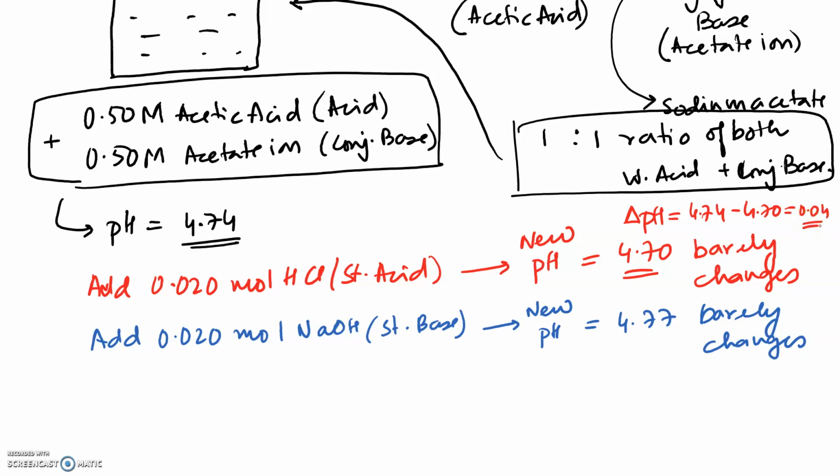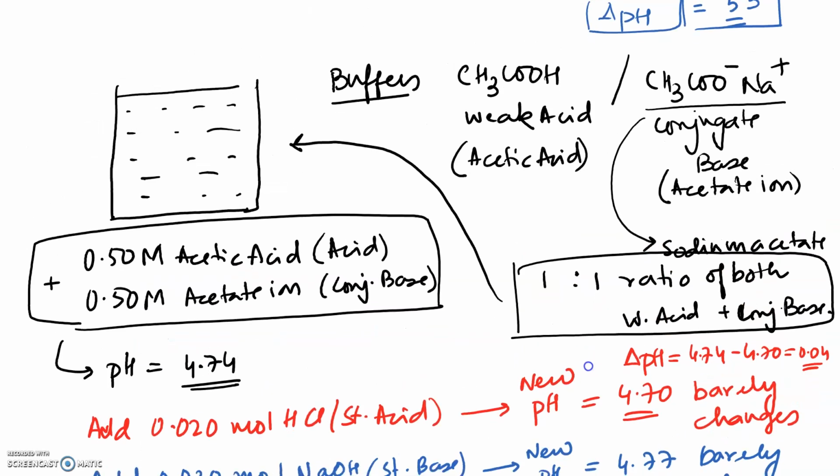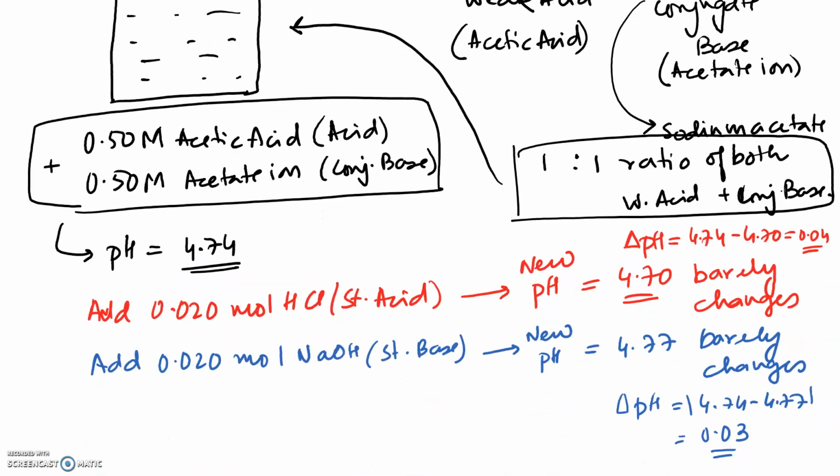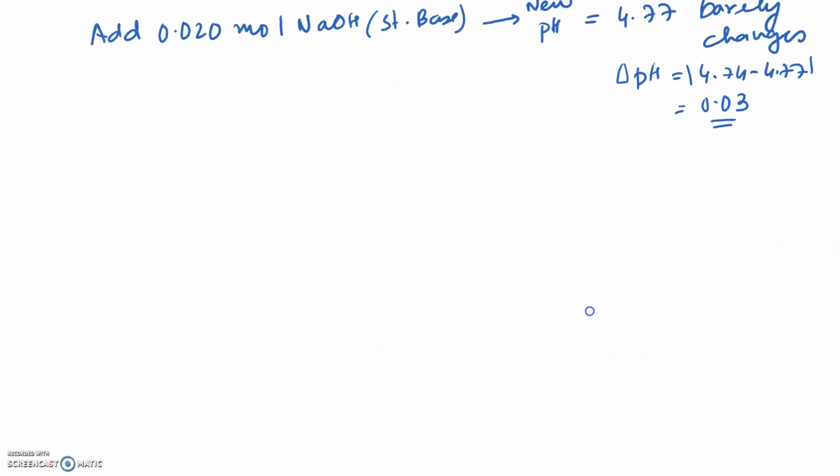See, barely changed. And then if you check the pH change for the base out here, that is 4.74 minus 4.77, or we just take the absolute value of that because we're just concerned with the change and not the sign. That's 0.03. So either way you look at it, the pH barely changes, and that's the power of a buffer. So let's try to understand why the pH barely changes when you have a buffer as opposed to when you don't have a buffer.